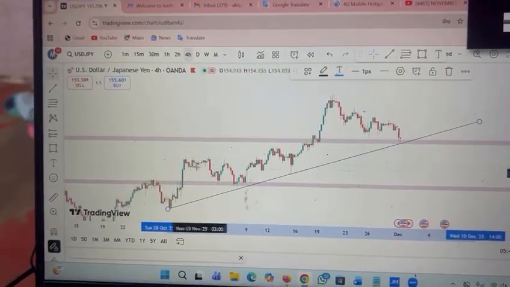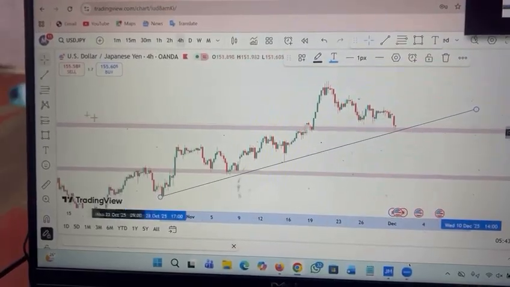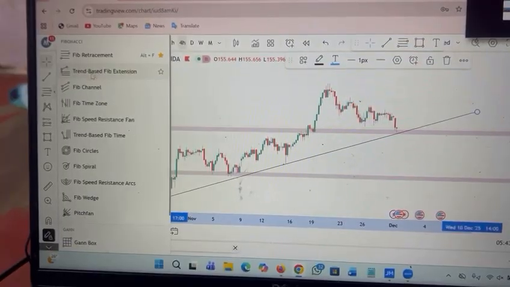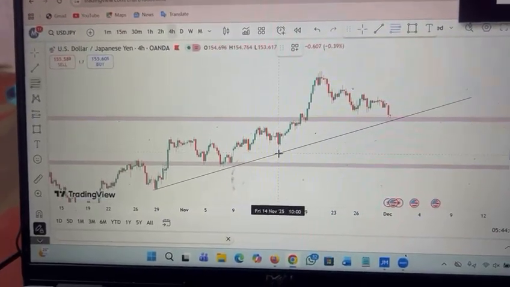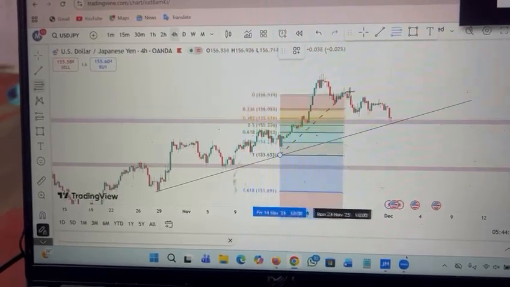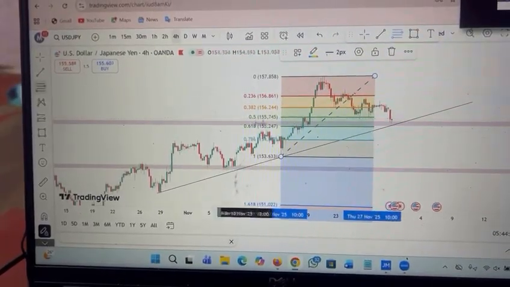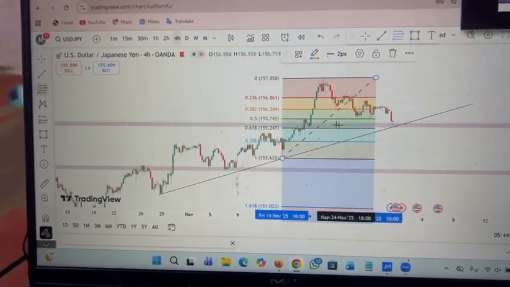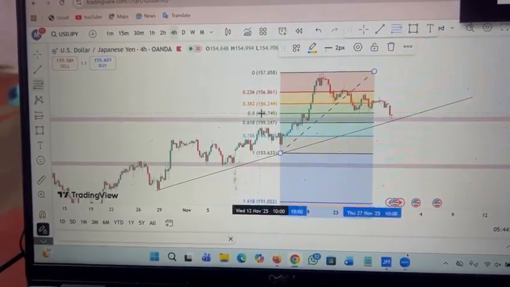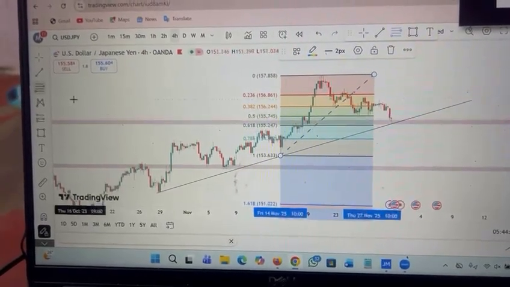So now what I need to do again, I want to pull up my Fibonacci. I'll draw from this swing low to swing high, then I'll mark the golden zone. As we can see, this is the golden zone from 0.5 to 0.6, as we can see.